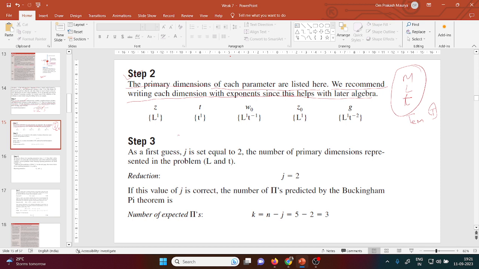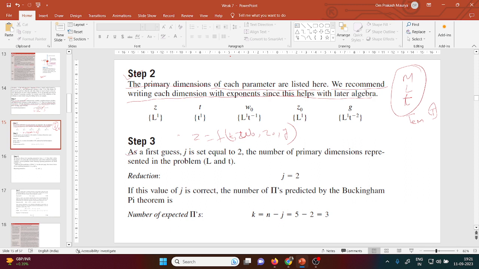So z is a function of z naught, t, w naught, z naught, and g. That is 1, 2, 3, 4, and 1 is 5. z is in meters, t is time, velocity is L to the 1 by t, that is meters per second, so t inverse, with L1 and T1. So how many primary dimensions are here?